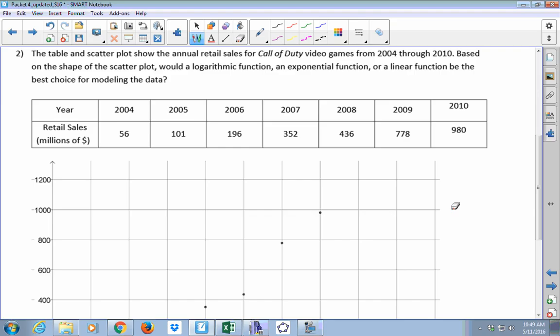Exponential, okay. What did you say, Di? Well, the log function would not be a very good function for this, but either an exponential or a linear would be a good fit. The exponential is a little bit better.